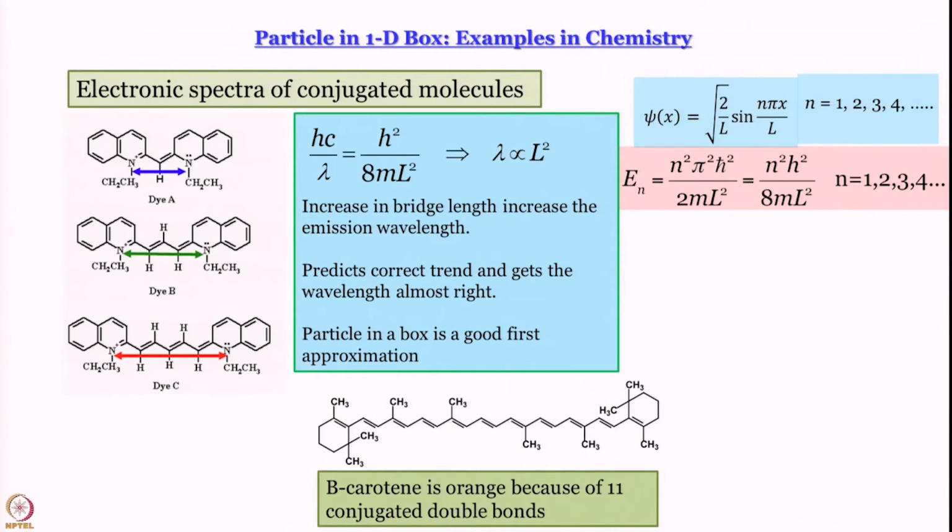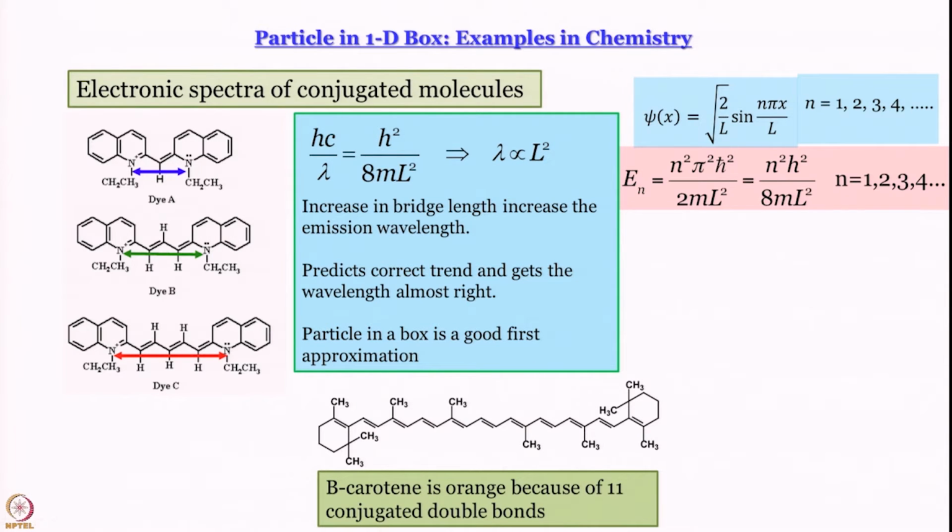And then if you get more ambitious and start talking about other conjugated molecules, things like this, in fact one can go to conjugated polymer. The guiding principle is lambda is proportional to L square. Hc by lambda equal to h square by 8 m L square, from there lambda is proportional to L square. So, if you keep on increasing the length of this conjugated bridge between the ring systems, one expects the absorption to get more and more redshifted.